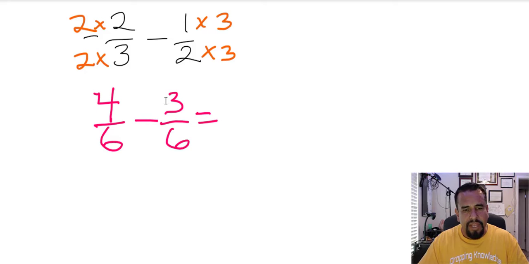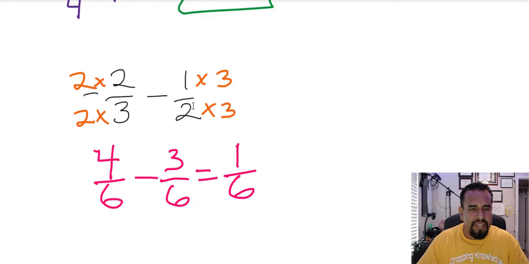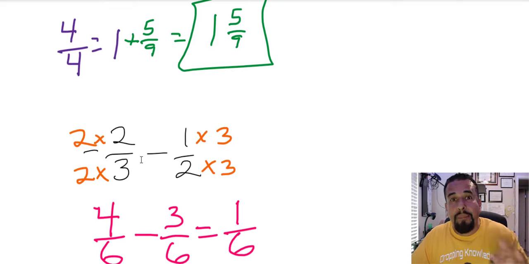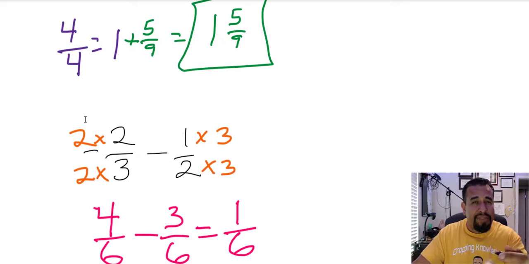4 minus 3 is 1. Remember, the denominators, do not add them or subtract them. Just bring it right on over. Now, I thought, oh, yeah. Oh, I made a mistake. I caught my mistake. Did you see my mistake? Pause this video and let me know if you caught my mistake.